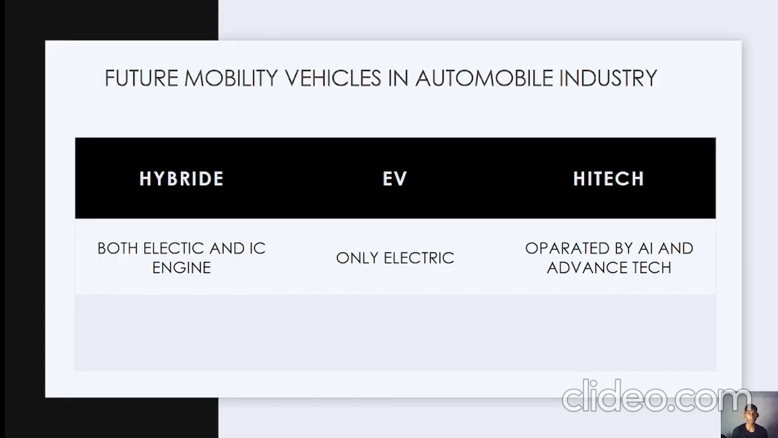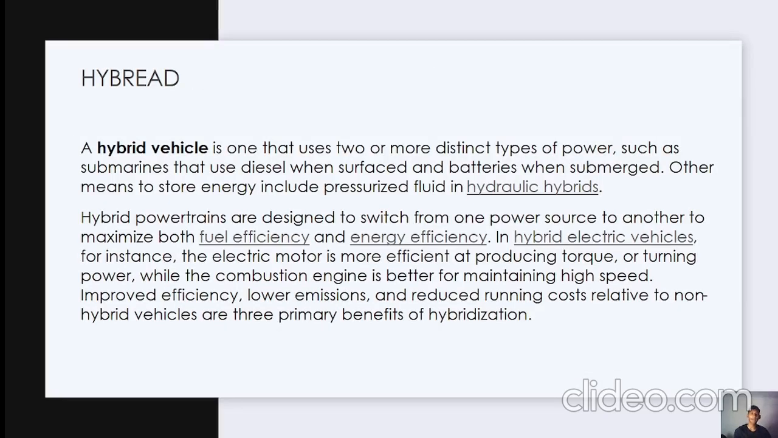We'll go to the next slide. Future mobility in vehicles: hybrid, EV and high tech. What is hybrid? Let's explain hybrid. A hybrid vehicle is one that uses two or more distinct types of power, such as submarines that use diesel when surfaced and batteries when submerged. Other means to store energy include pressurized fluid in hydraulic hybrids.